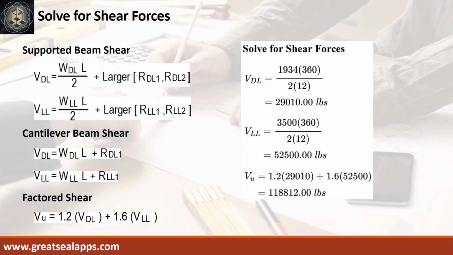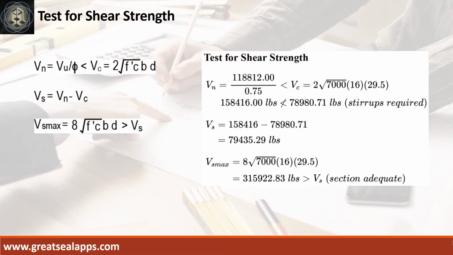The shear force for dead load is 29,010 pounds, and for live load is 52,500 pounds, for a maximum shear force of 118,812 pounds. The nominal shear force is 158,416 pounds, greater than the 78,980.71 pounds concrete capacity. The shear force capacity of the stirrup is 79,435.29 pounds, less than the 315,922.83 pounds maximum stirrup capacity.